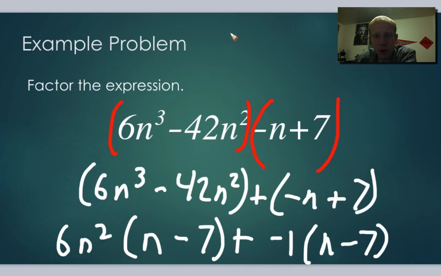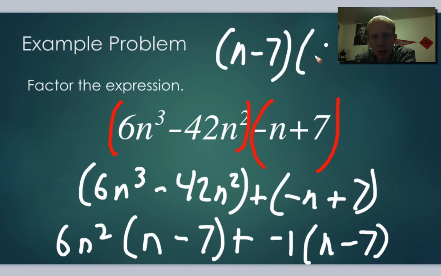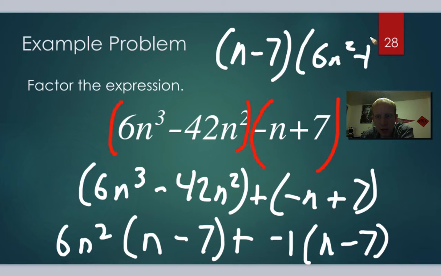So our first factor will be the n minus 7, and our second factor will be the two common factors on the outside, so 6n squared minus 1. Sorry, that doesn't look the best, but you get the point. So there are our two factors, the factors to this big long expression: n minus 7 and 6n squared minus 1. And there we go. That's the factor by grouping method.